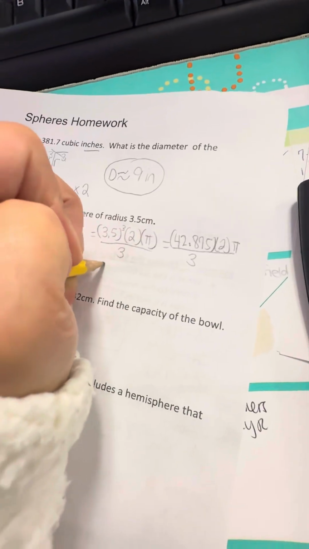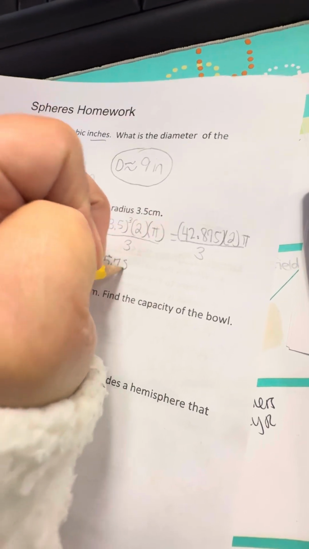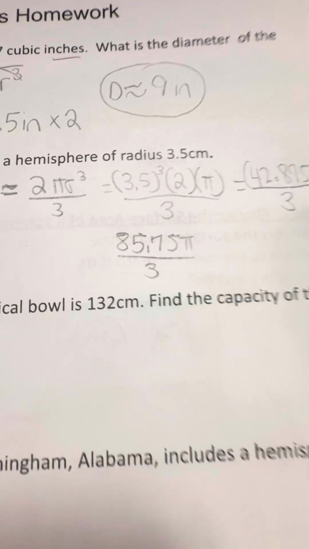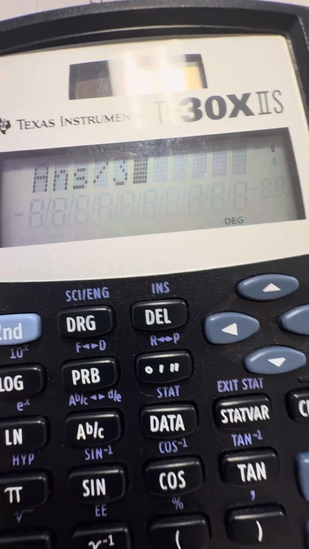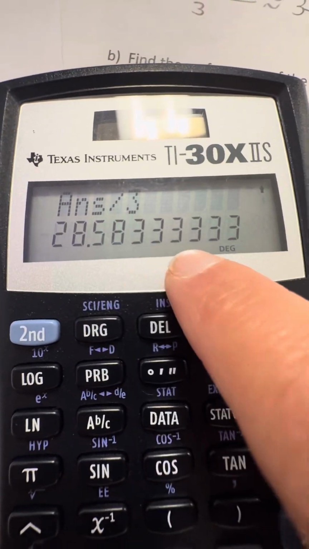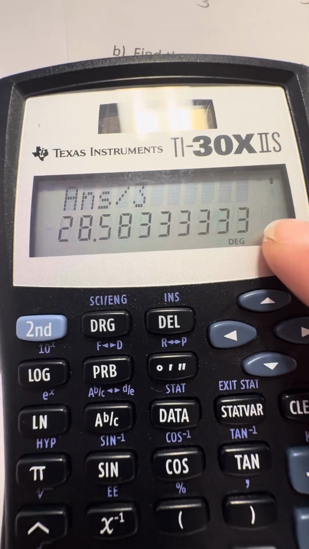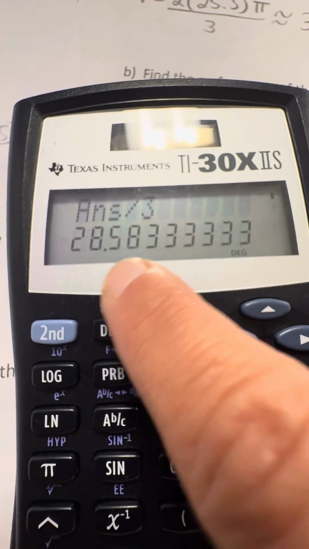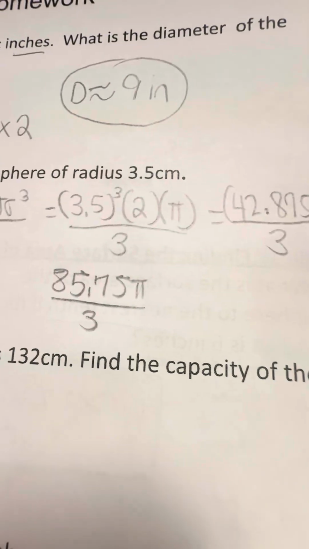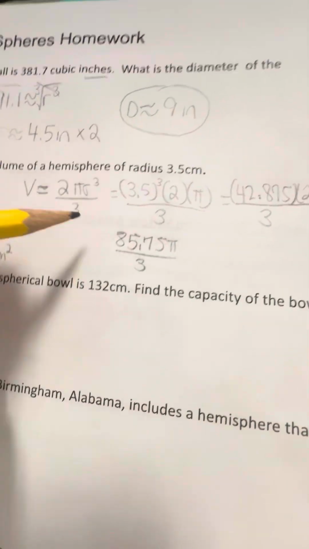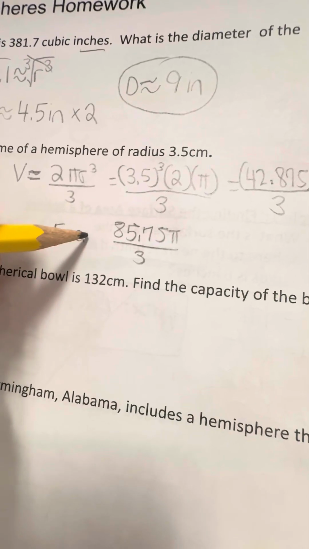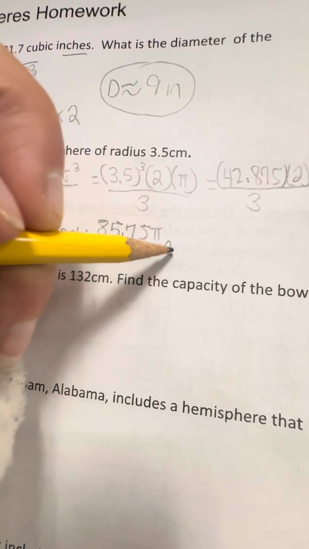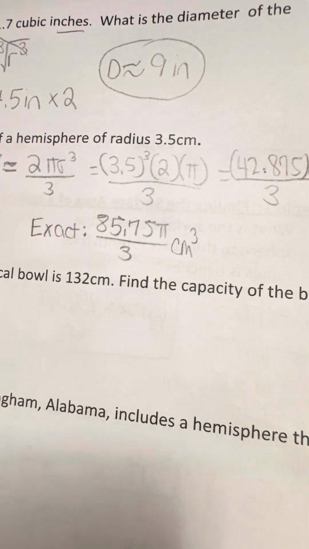Now, when I'm doing the exact, just so you're aware, what I typically will do is check to see if the division of 3 works nicely. See how this comes out with this really ugly number. I'm not going to use this, because you can, but the problem is you've got to put 0.58 and then a repeating 3 on it. This is good enough for exact. So for the exact volume, I would leave this just the way that it is, and then just put my cm cubed, because we're talking about volume right now.